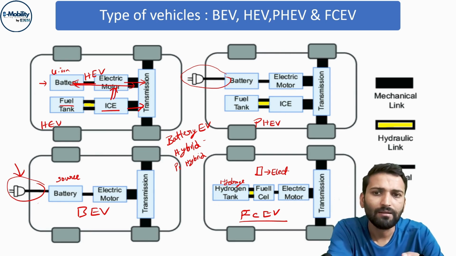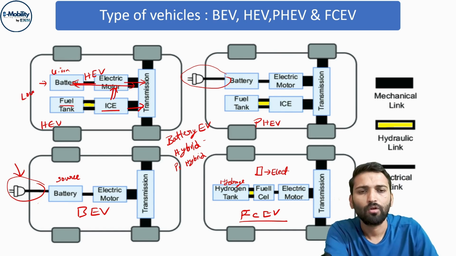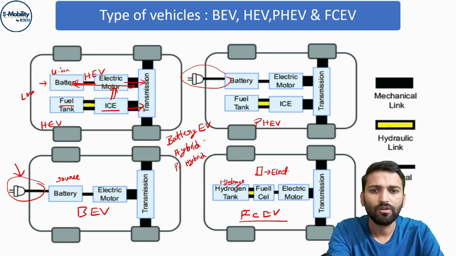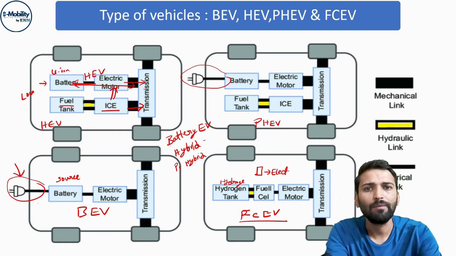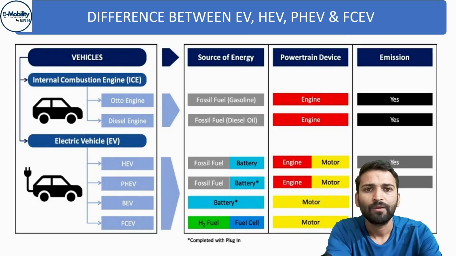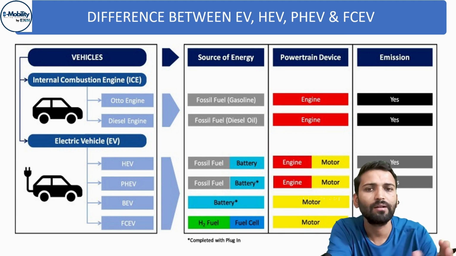The battery size in case of hybrid electric vehicle is very low, maybe 10 kilowatt hour or less than that. So this is all about the differences between the types of electric vehicle, and what are the different types of electric vehicle depending on the source. So here we can see the basic difference in terms of source of energy, powertrain device and the emission.